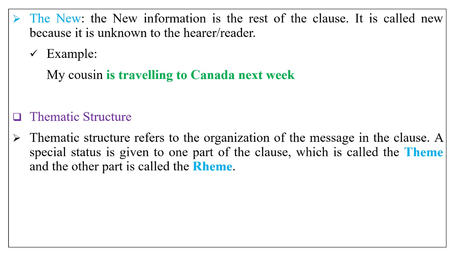The new information is the rest of the clause. It is called new because it is unknown to the hearer or reader. So for example, you say my cousin is traveling to Canada next week. The new information here is traveling to Canada. That's the information that you want to convey, not my cousin. Okay, so my cousin is something that is shared between the hearer and the speaker. They both know it, but the new information is the fact that he is traveling to Canada. So that's the new.